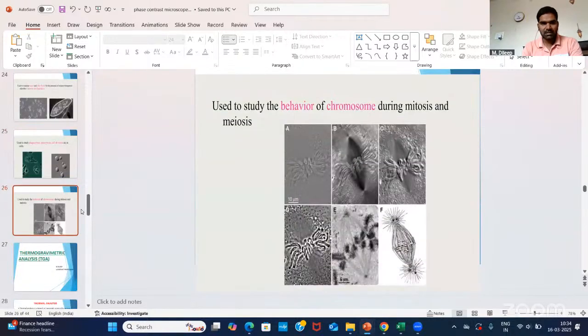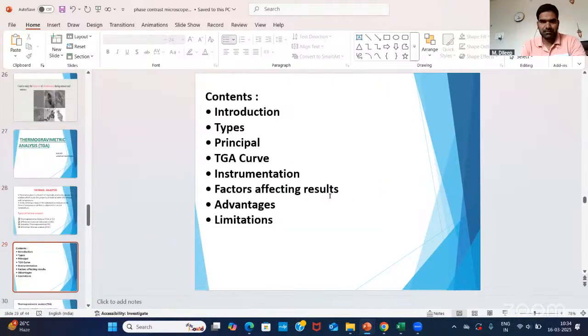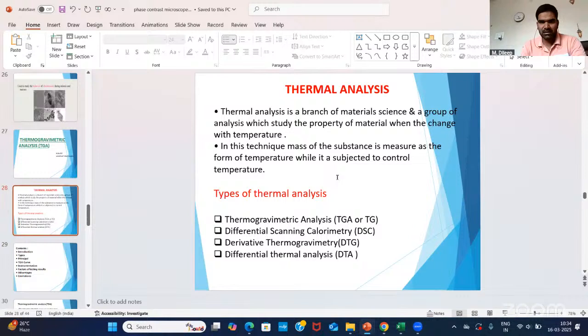In the earlier class, we discussed some other techniques, the SEM and TEM, that is, the scanning electron microscope and transmission electron microscope. So now today we are going to discuss thermogravimetric analysis, that is TGA. We are going to cover topics like thermogravimetric analysis and differential scanning calorimetry. These are the two topics we are going to discuss today.